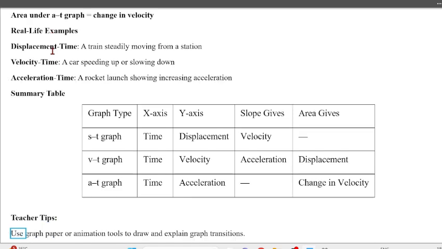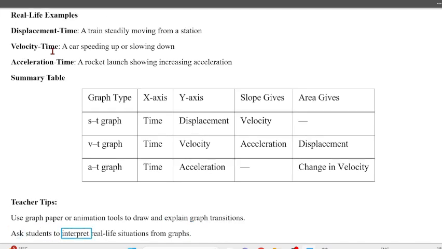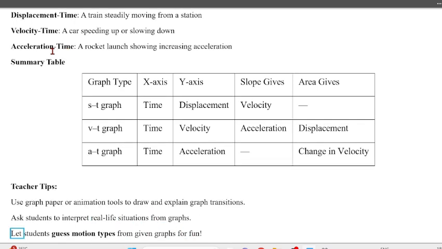Teacher tips: use graph paper or animation tools to draw and explain graph transitions. Ask students to interpret real-life situations from graphs. Let students guess motion types from given graphs for fun.